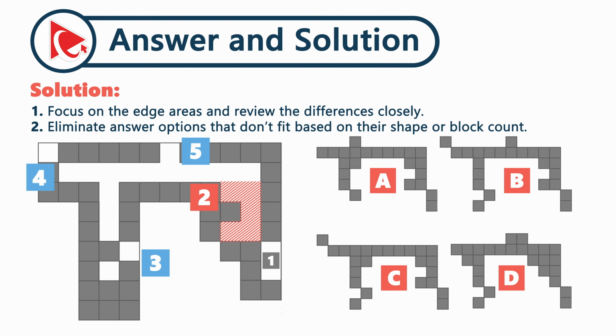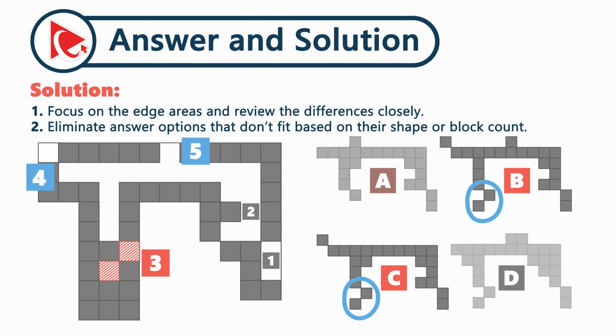As we can see, it has 5 blocks missing. 1, 2, 3, 4, and 5. Well, as far as I can see, choices A, B, and C still match this pattern, but we can successfully eliminate choice D. Now let's look at the edge area 3. It has 2 missing blocks, and this pattern only exists in shapes B and C, so we can also eliminate choice A.